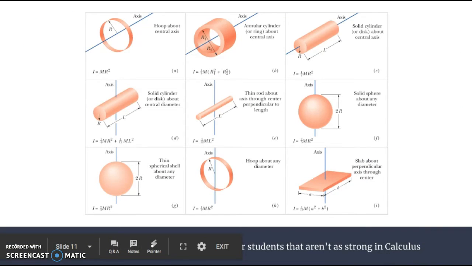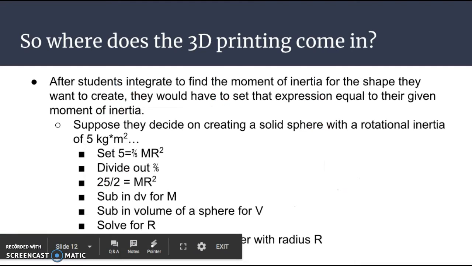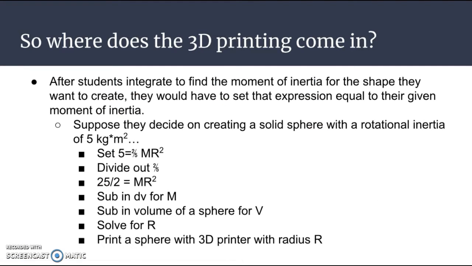Of course, for students who are struggling with calculus, there is always the option of differentiating by giving them the moment of inertia to begin with and allowing them to proceed from there. After students integrate and find the moment of inertia for the shape that they want to create, they would have to set that expression equal to their given moment of inertia.